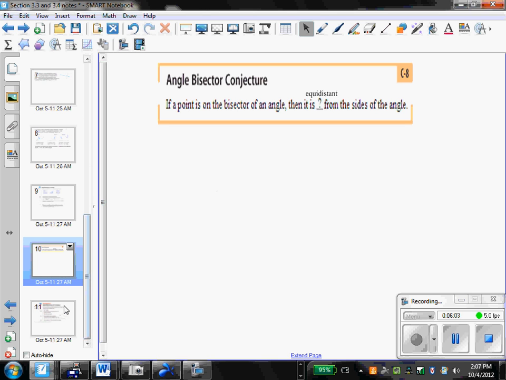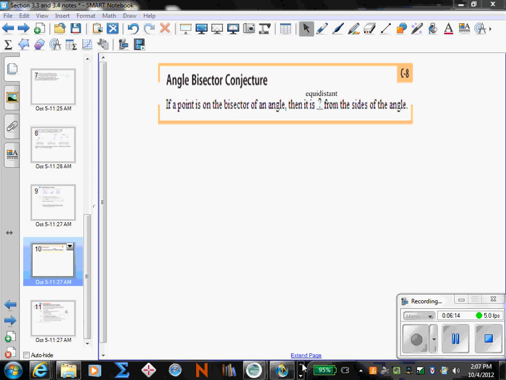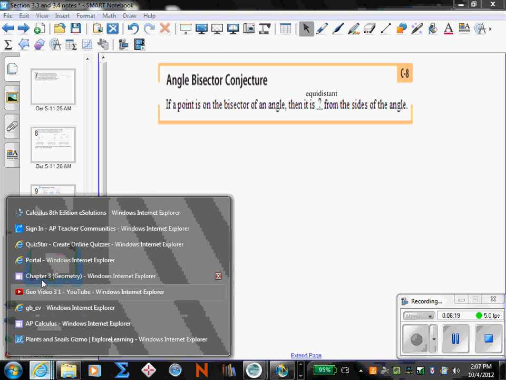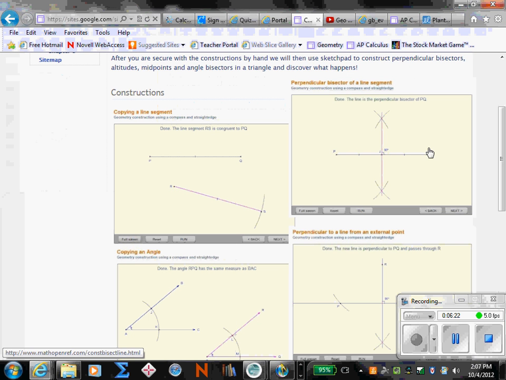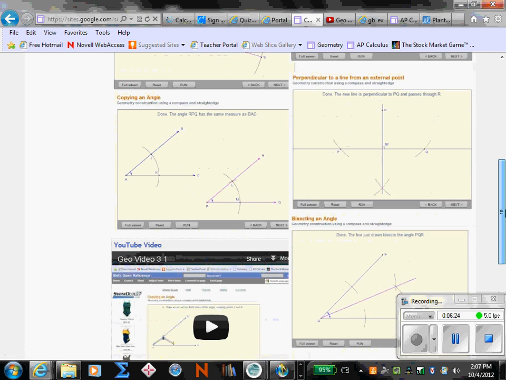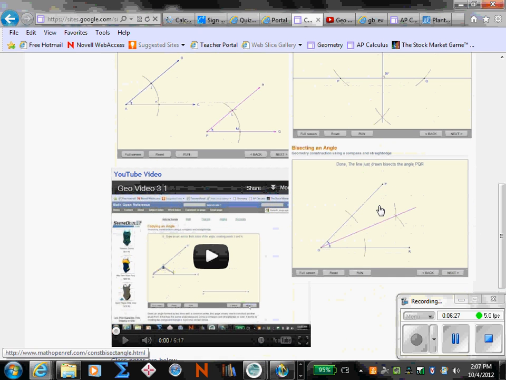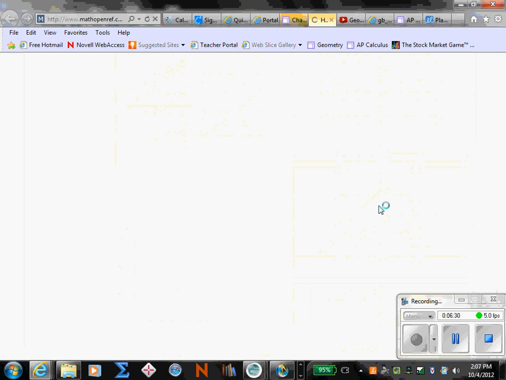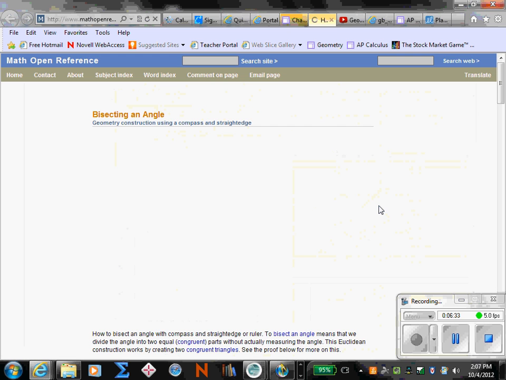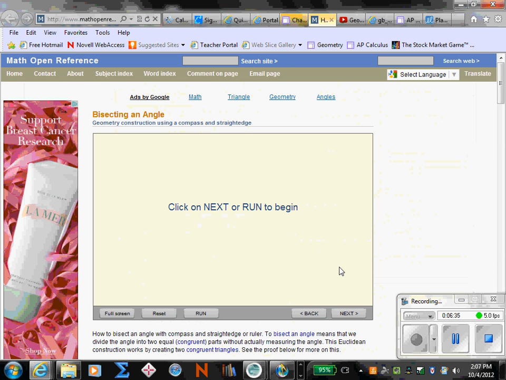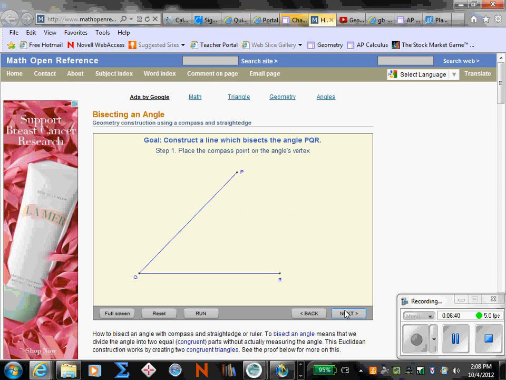The rest of the video is going to be spent constructing an angle bisector with your compass and straight edge. So you can find those notes on my website for bisecting an angle. So we are going to do this by using our compass and straight edge. So you start with any angle.